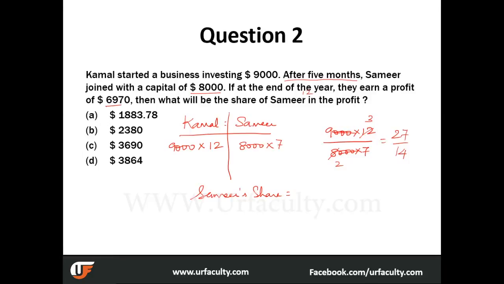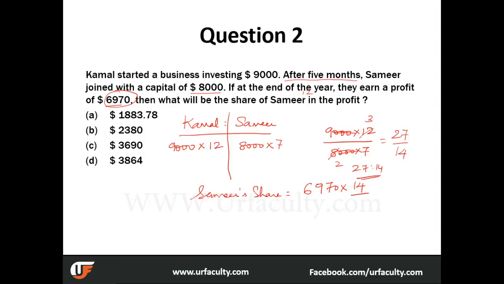Samir's share is, you see a profit of 6970, right? And what is Samir's share? The ratio is 27 is to 14, right? So if it is 27 is to 14, you have to multiply by 14.